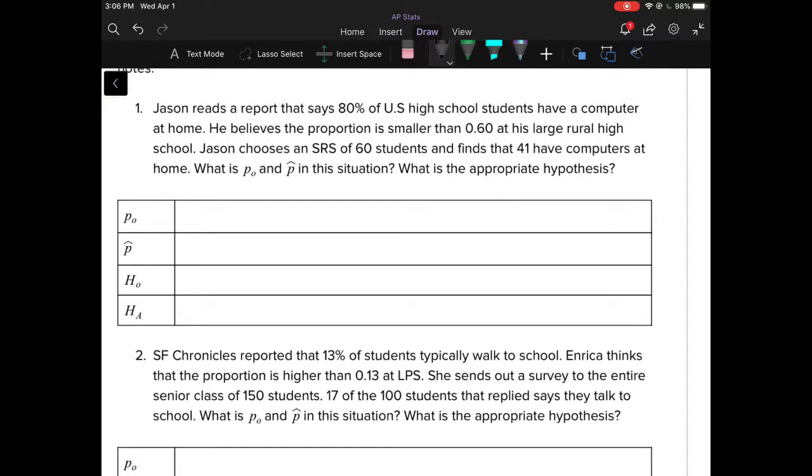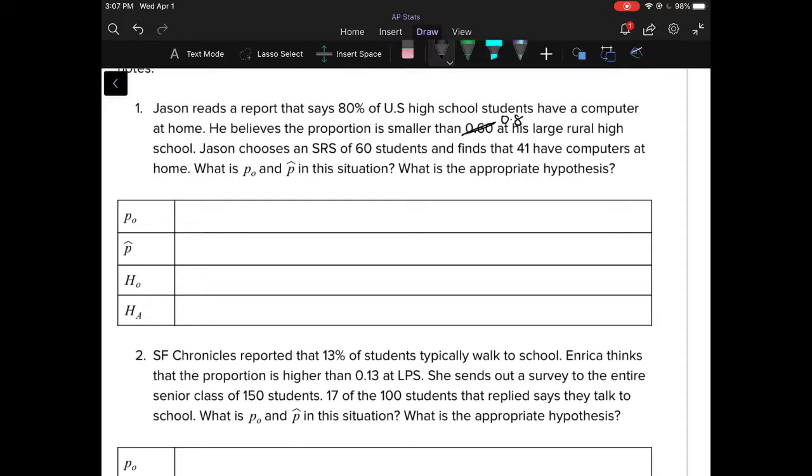So let's start with number 1. Jason reads a report that says 80% of U.S. high school students have a computer at home. He believes that the proportion is smaller at 0.60 at his large rural high school. Jason chooses an SRS of 60 students and finds that 41 have computers at home. What is P naught and P hat in this situation?